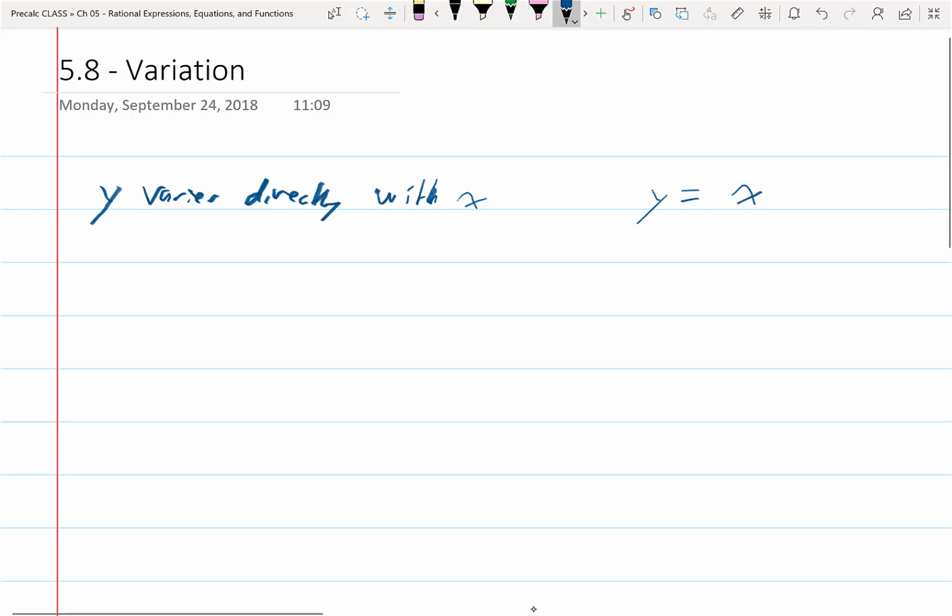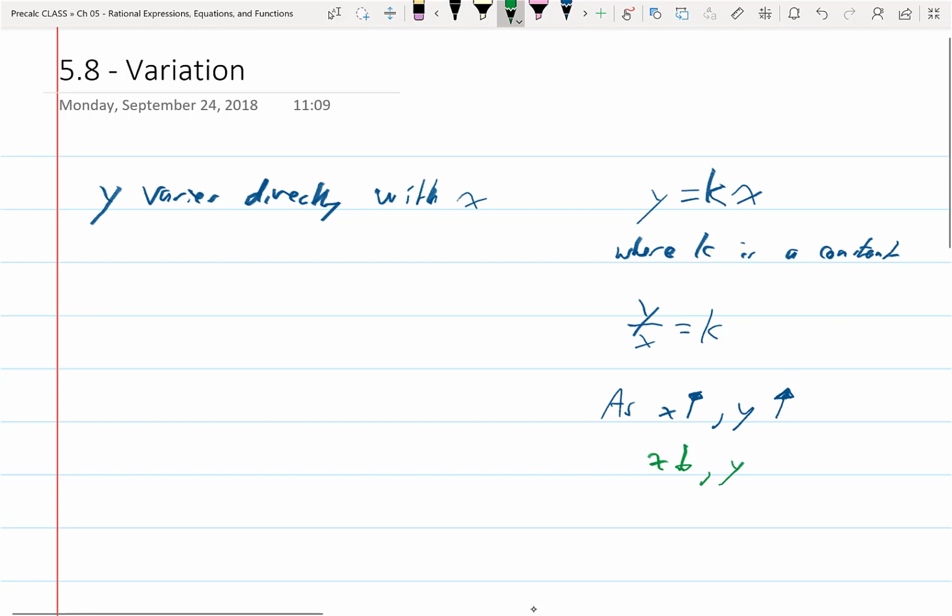So what we can say is y is equal to some constant times x, and we say that where k is a constant. And what that means is that y over x is always equal to some constant, or x over y is equal to another constant. It means that as x increases, y also increases. And as x decreases, y also decreases. This is a type of variation called direct variation.